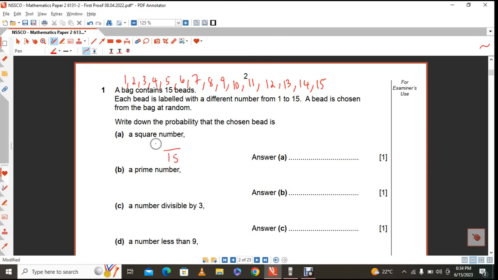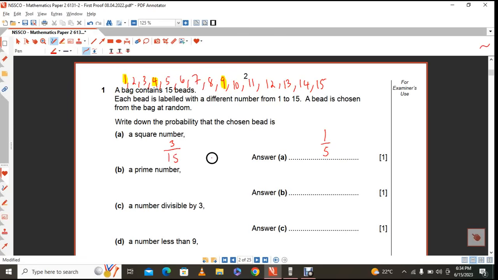If you are looking for square numbers, then you're obviously going to say 1 times 1 is a square number, because 1 times 1 is 1. 4 is a square number, because it's the square of 2; 2 times 2 gives you 4. And 9 is another square number, because that is 3 times 3. There are 3 of them, and then you can simplify this to 1 over 5 as a fraction.